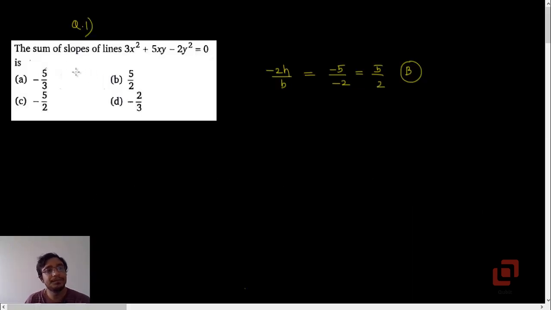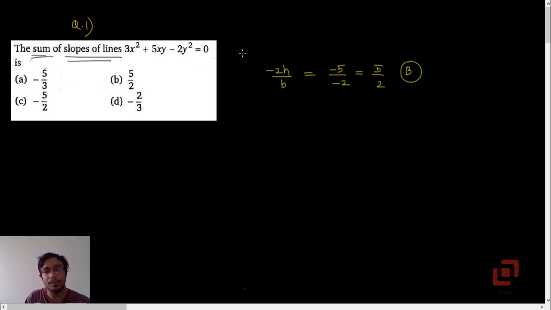Question number 1. The sum of slopes of lines 3x squared plus 5xy minus 2y squared equal to 0 is minus 5 by 3, 5 by 2, minus 5 by 2 and minus 2 by 3. Now this is a very simple MCQ as I was talking about earlier.